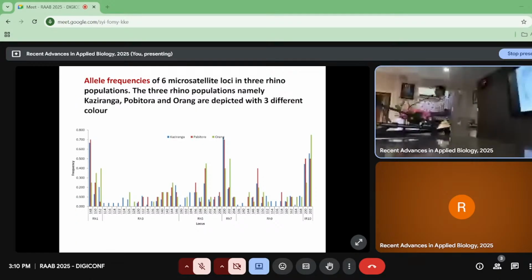These are the graphs of allele frequencies. The larger bar means higher frequency, and the shorter bar means lower frequency, in the microsatellite loci. The microsatellite loci are given like this: RH1, RH3, RH5, RH7, RH9, IR10, and these are the frequencies. The highest frequency is about 7.7. It's exactly 6.9.